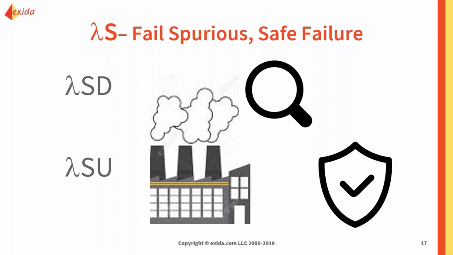So, if we think of examples of safe failures, depending on what type of diagnostics you have, they could make a certain failure safe detected or safe undetected in different conditions. So, think about if you had a loss of air pressure in an actuator that could make a valve close on trip and shut down the process when you're operating normally. Or you could have an output that fails open and immediately goes to a safe state.